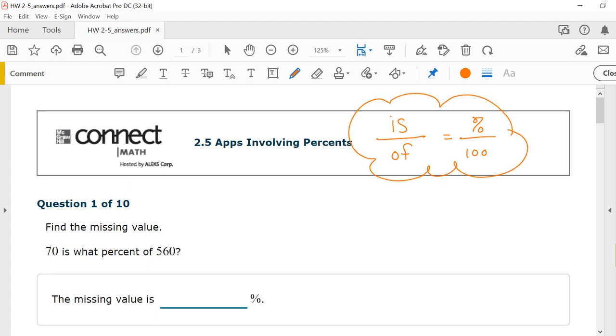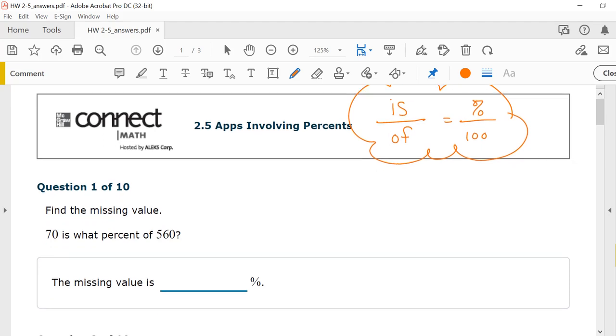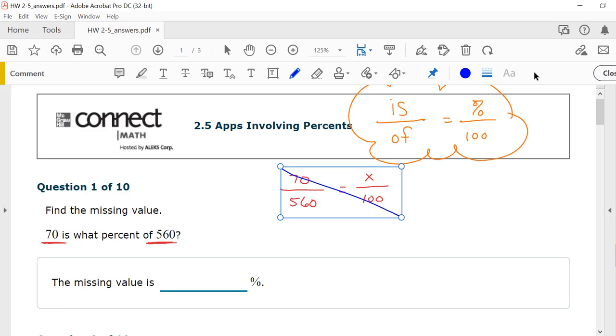Okay, number 1 says find the missing value. 70 is what percent of 560? So you're going to do is over of, 70 over 560 equals, you don't know the percent, over 100. So 70 over 560 equals x over 100. I'm going to cross multiply this way.